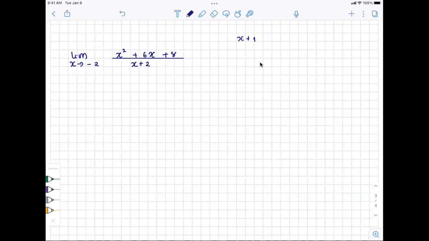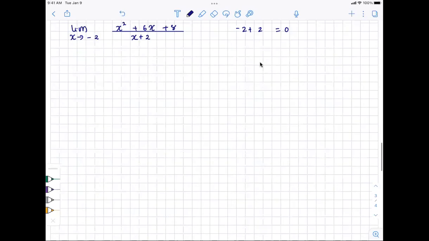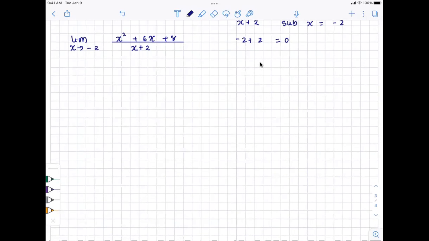And if you substitute x equal to -2, then you get -2 plus 2, which is 0. So that's a problem there. Is there a way that we can simplify the equation before taking the limit? Let's see if we can do anything with the numerator. Can we factor the numerator?